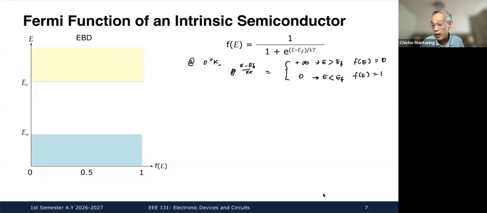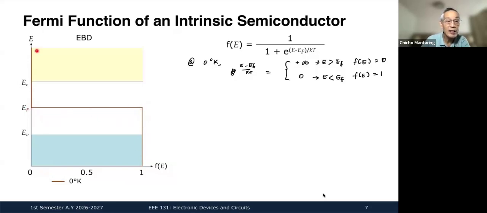What will the graph of the Fermi function look like? It's going to look like this. Ito yung EF natin. I'm just assuming EF is somewhere between EC and EV. When E is greater than EF, what is my probability? 0. When E is less than EF, what is my probability? My probability is 1.